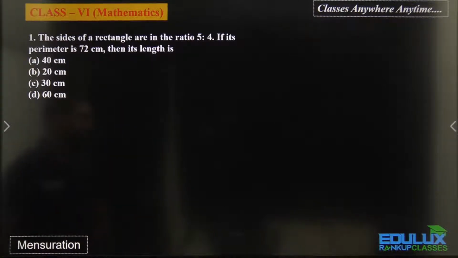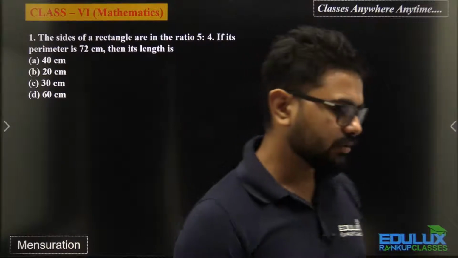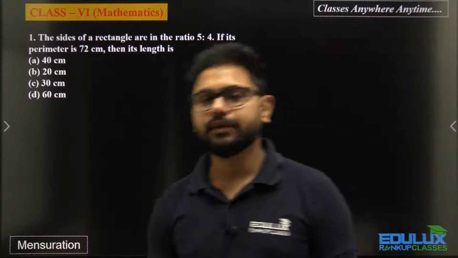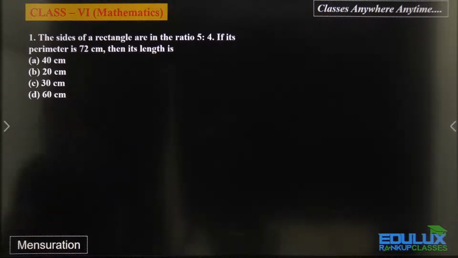So this says the sides of a rectangle are in the ratio 5:4. If its perimeter is 72 centimeter, then its length is, right? Can you guys solve this question? I'm giving you time to solve this. Now solve it and give me the answer. What will be the answer for this problem? Quite a simple problem, but it is related to ratios. And now we need to tell what will be the length of this rectangle here.